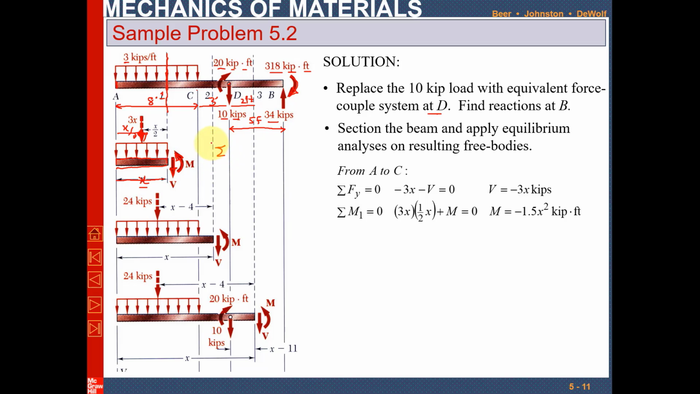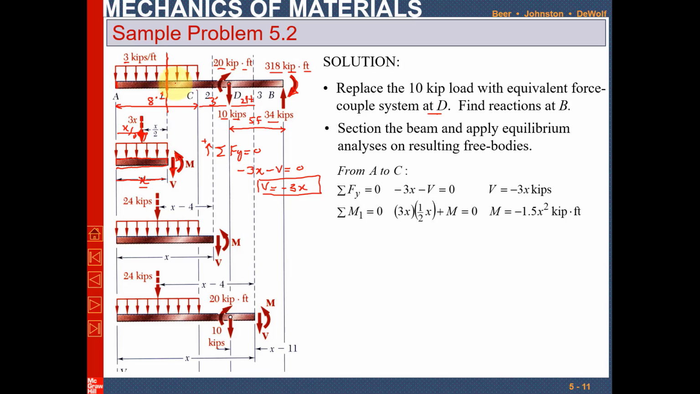Now you will apply the equilibrium equation. So sum of all forces along y direction is equal to 0 and upward is taken as positive. You can see there is a force that is minus 3x acting downward and minus V which is acting downward. Their sum must be equal to 0. So V will become equal to minus 3x.